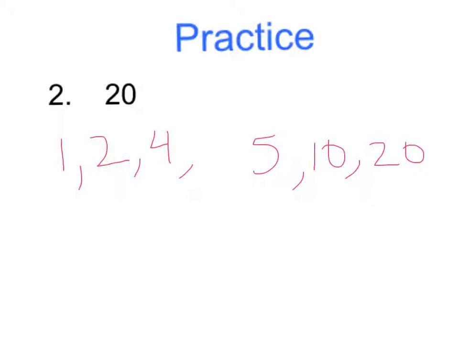Now let's try 5. 20 divided by 5. Oh wait, 5 and 4. We already have those two, so that means that we're done. We don't have to do anything else. So the factors for 20 are 1, 2, 4, 5, 10, and 20. So these are all the numbers that can divide into 20.